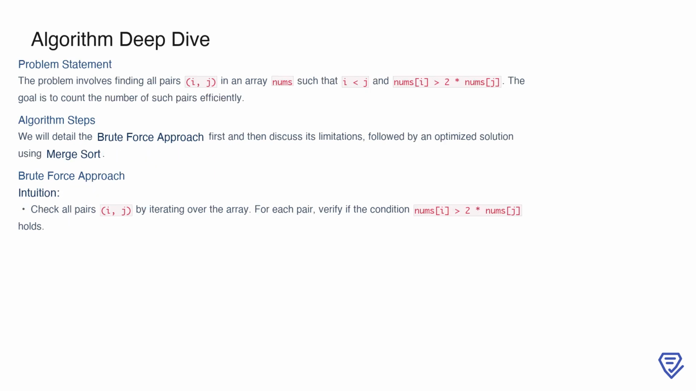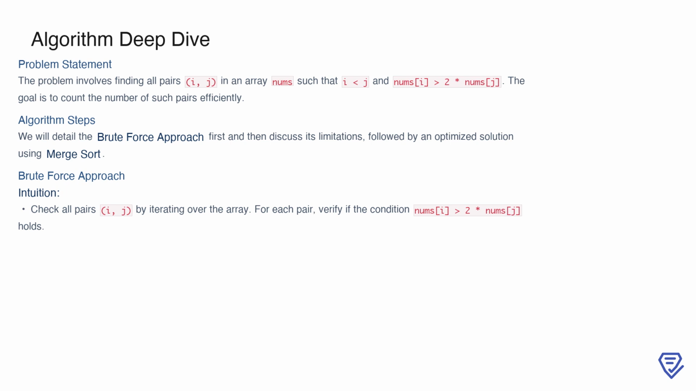The problem asks us to find all pairs of indices (i, j) in an array nums such that i is less than j and nums[i] is greater than 2 * nums[j]. The goal is to calculate the number of such pairs efficiently. To tackle this, we will first explore the brute force approach to gain intuition for the problem, and then identify its limitations. From there, we will transition to a more efficient solution using the merge sort algorithm.